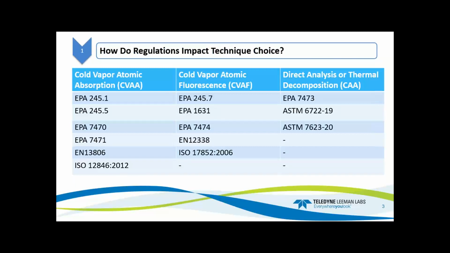So our first question, how do regulations impact your technique choice? When you look at which instrument you need, or which technologies you want to use for mercury determination, you'll find there are a lot of regulations controlling the monitoring of mercury. Each method will state which technique is required or acceptable. This table shows a wide variety of mercury methods and which technique they fall under.